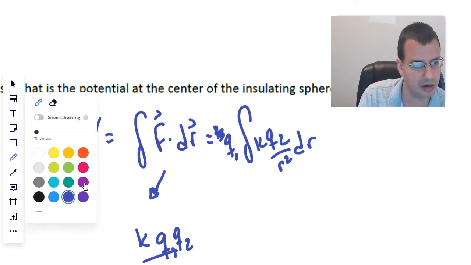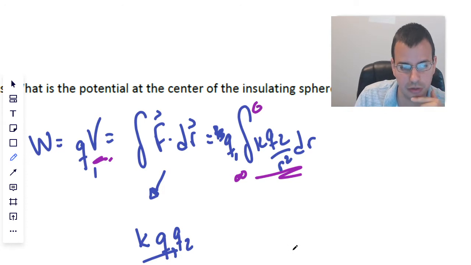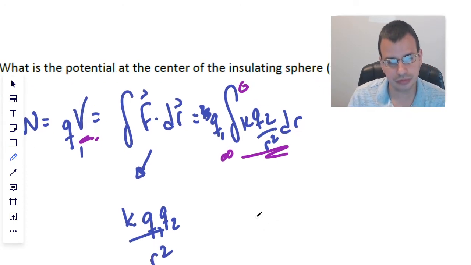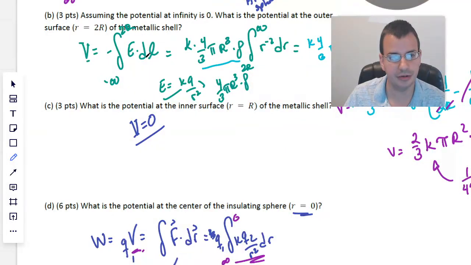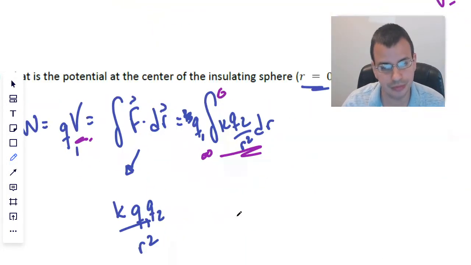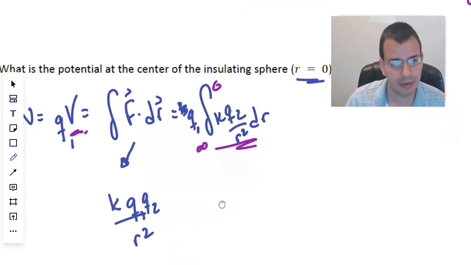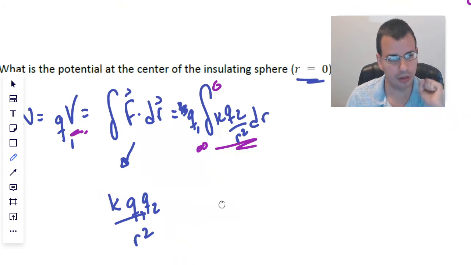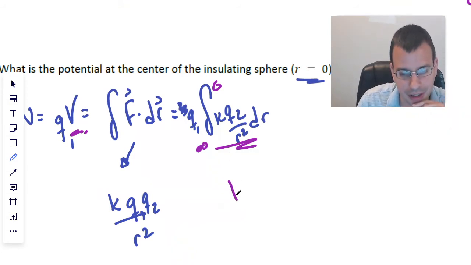And then I'm going to look at just this part here, and we're going to go from infinity to 0. So this might look similar to the formula we had up here, V equals negative integral E dot dl. Which is true, so we basically just derived that. But from an intuitive sense, this helps me.